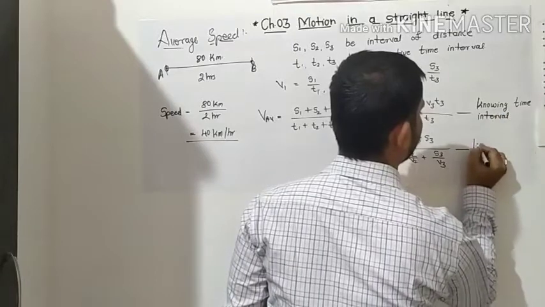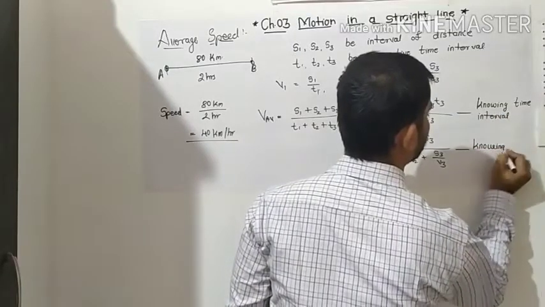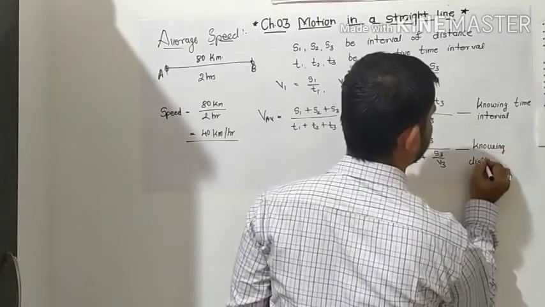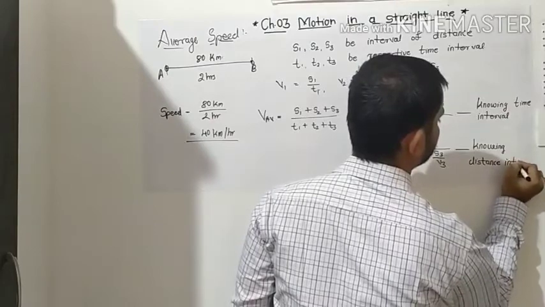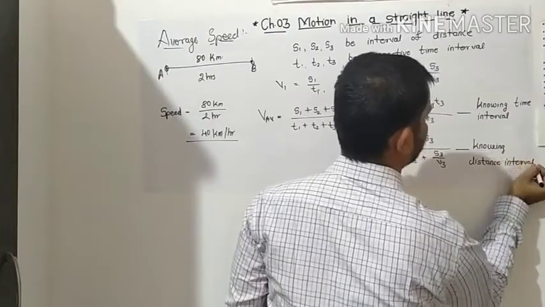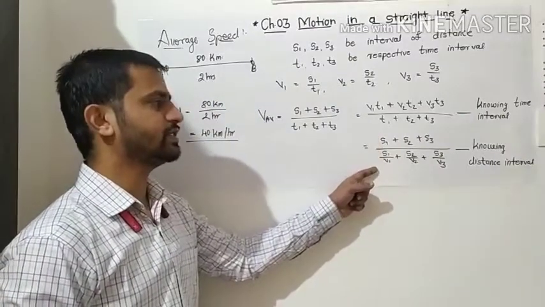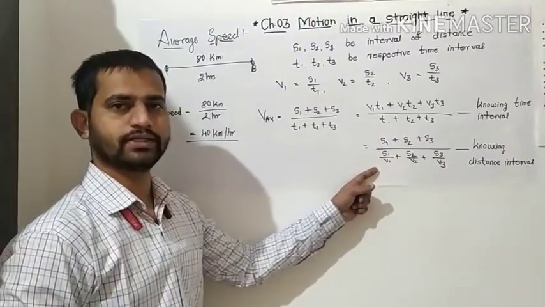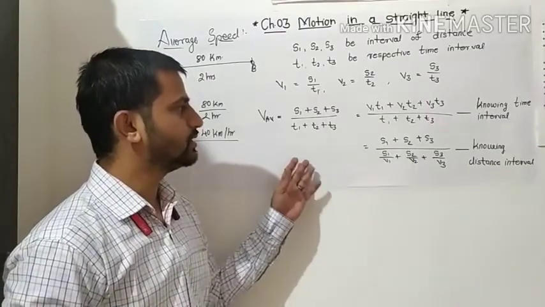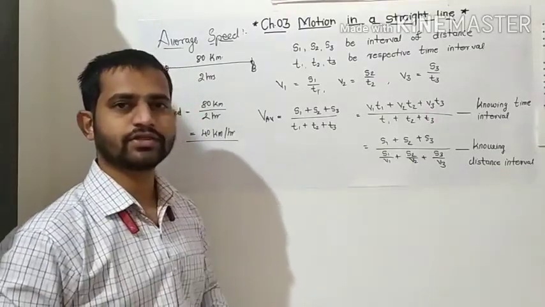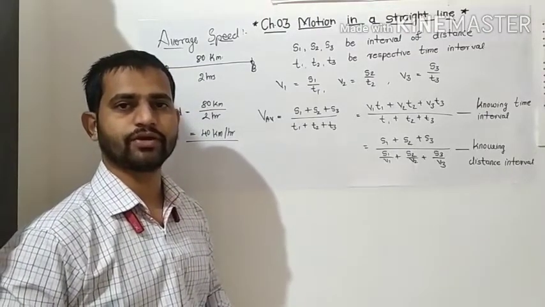And this equation is for knowing the distance interval. If the time interval is known, we can go by this formula, and if the distance interval is known, we can go by this formula. Okay. So we will take one small example on these average speed calculations, so that you will get the idea how we can apply this to actual numericals.